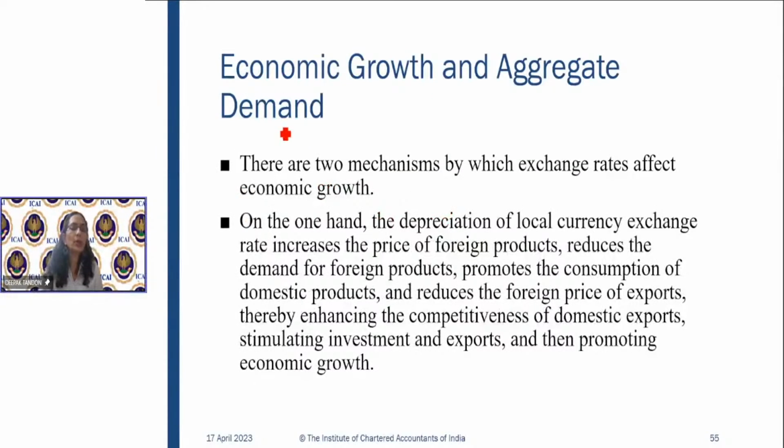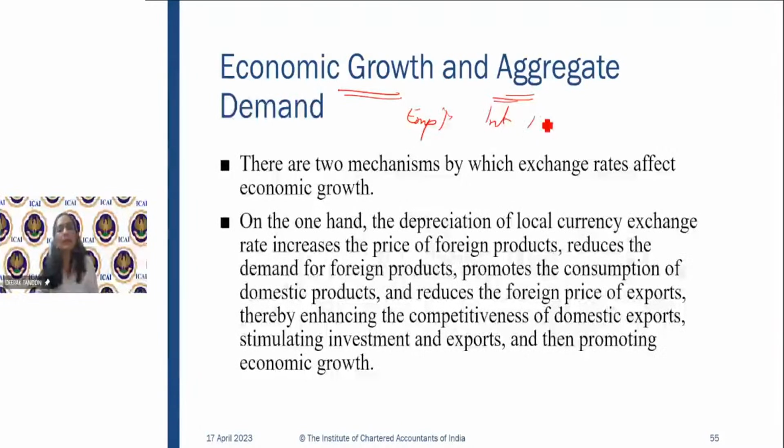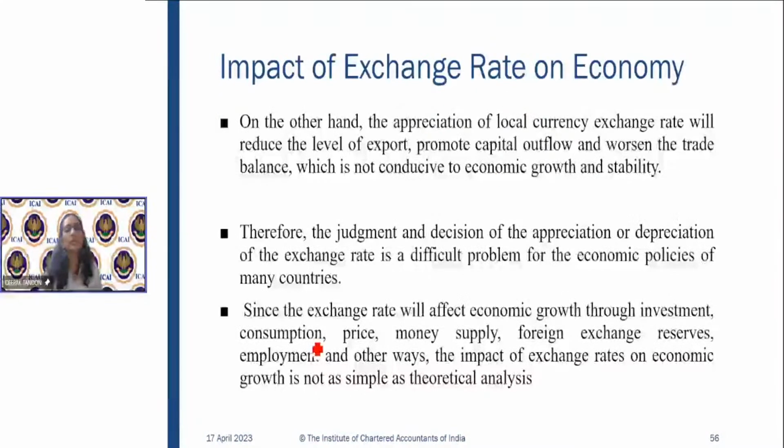It helps economic growth, also stable the currency, more economic growth, and it leads to aggregate demand, it leads to employment. Because you see, if international trade increases, then aggregate demand will increase and the economy becomes more sustainable. Okay.